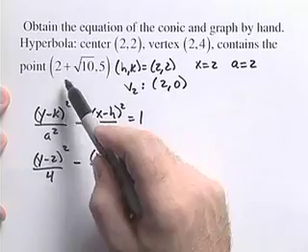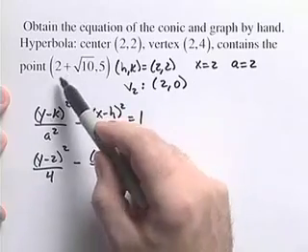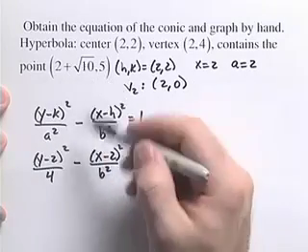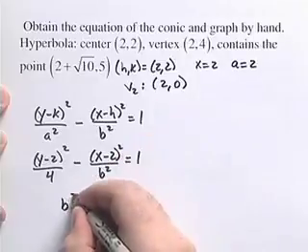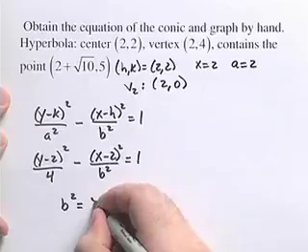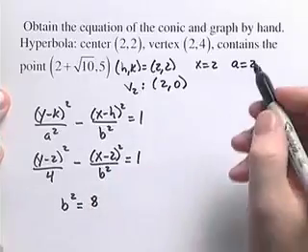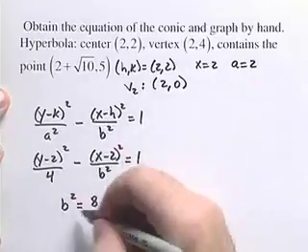We know that the graph contains this additional point. There's an x value and a y value. We could plug those into our equation. If we do that, we'll find out that b squared is equal to 8. a squared is 4, b squared is 8.